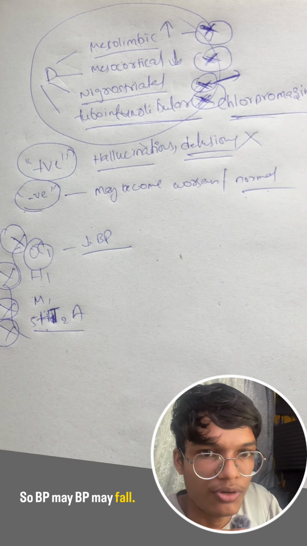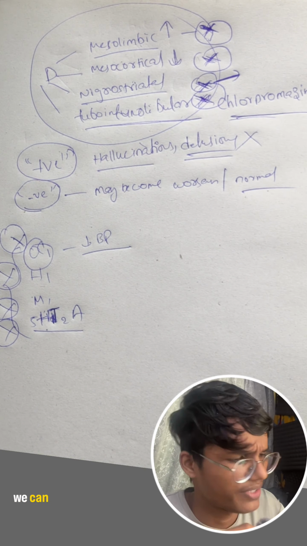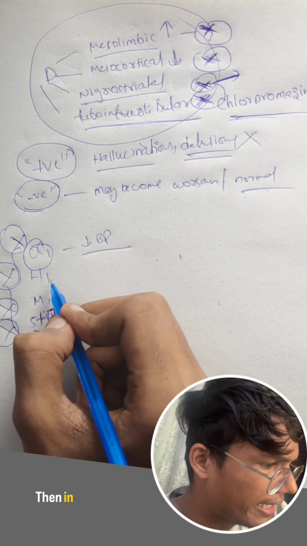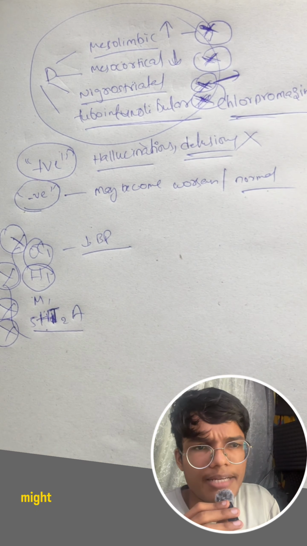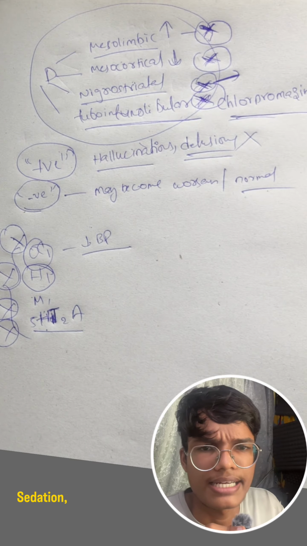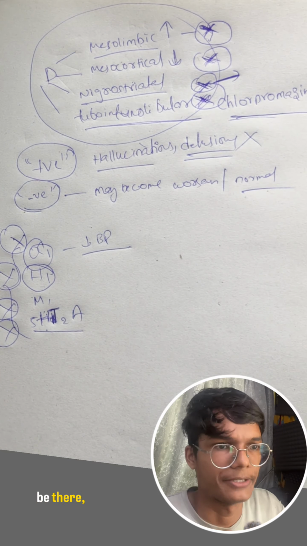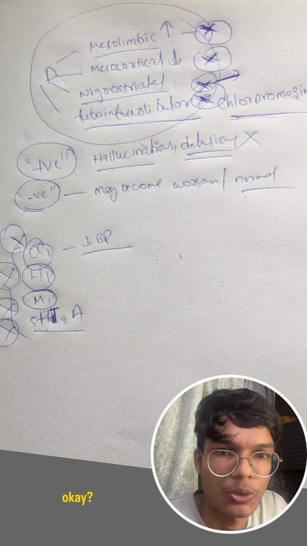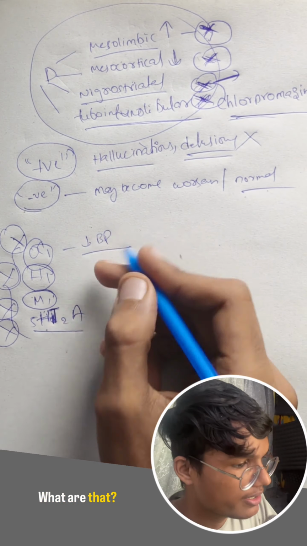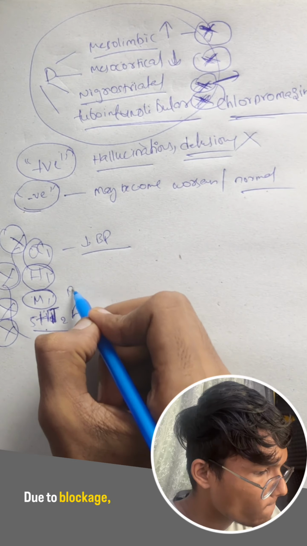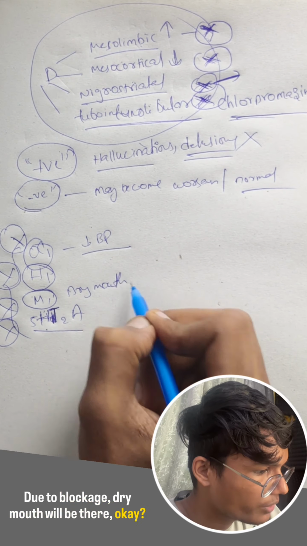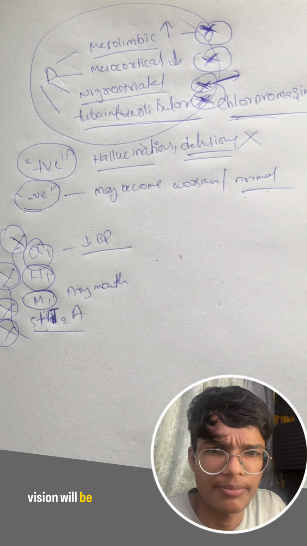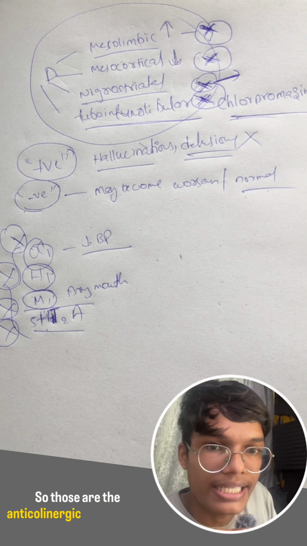So BP may fall. Sometimes in adverse effects we can write orthostatic hypotension due to decreased BP. Then through histaminic receptors there will be sedation, dizziness, and weight gain. Then muscarinic receptor blockade gives anticholinergic side effects. What are those? Dry mouth will be there, constipation will be there, urinary retention will be there, blurred vision will be there. Those are the anticholinergic side effects.